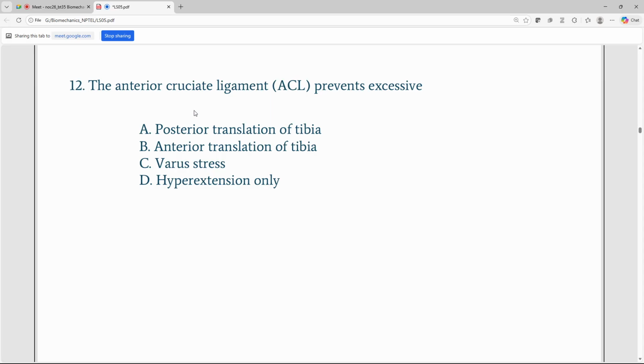Next question. Anterior cruciate ligament prevents excessive which of the following? Options are option A, posterior translation of tibia, option B, anterior translation of tibia, option C, varus stress, option D, hyperextension only. So, which of the following does the ACL, that is anterior cruciate ligament, prevent?